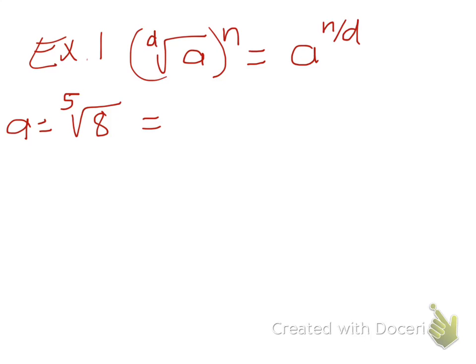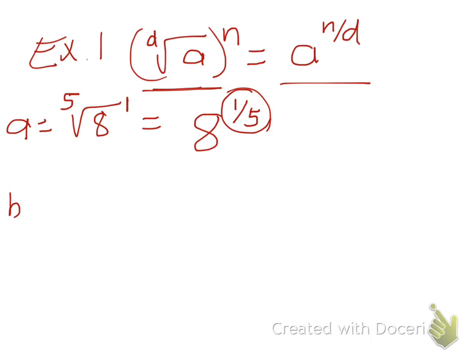Here, this problem, how would you rewrite it in rational? You're going from here to this. Is there a number outside? No. So it's understood to be a what? 1. So it's really 1 over 5. 8 to the 1/5 power. This here is an exponent, so make sure you know that. Now, B.